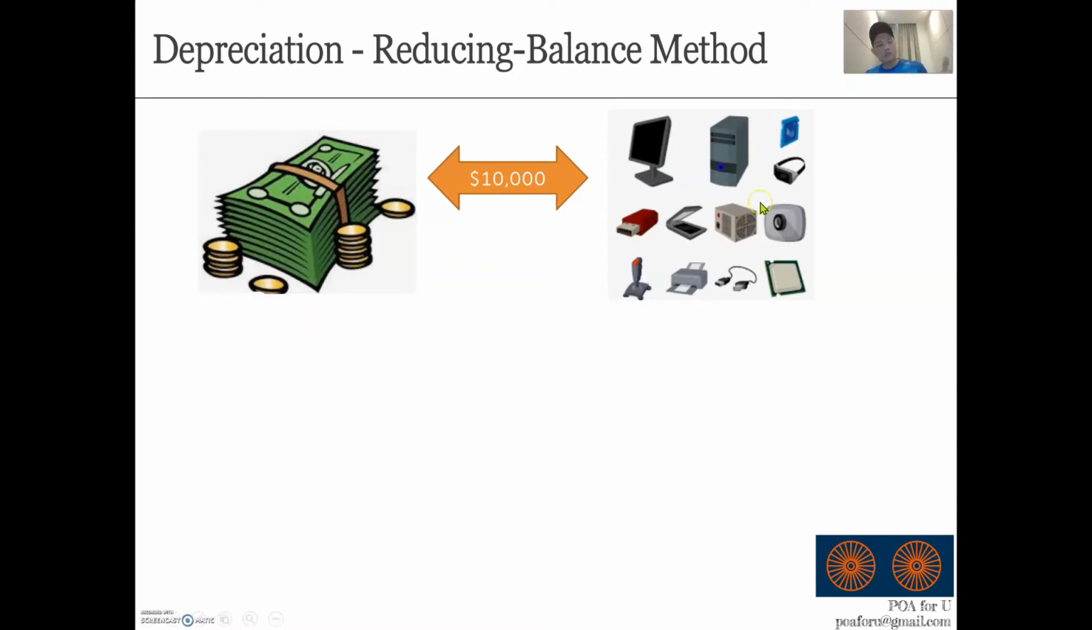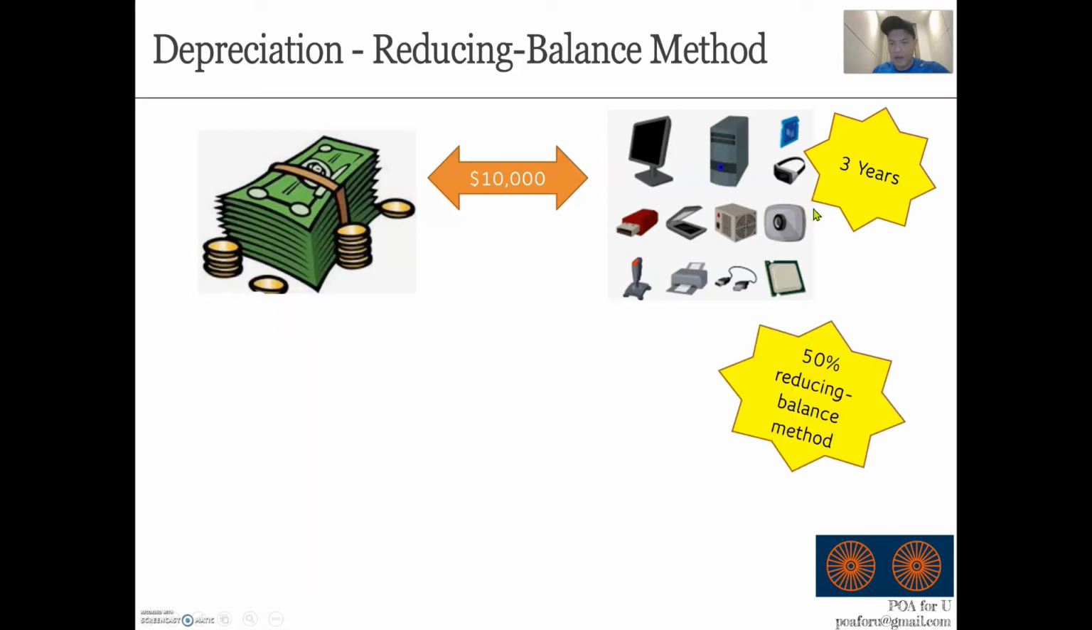So I'll share with you using this example. 10,000 you paid, all right? So great. And then they tell you 3 years useful life, and I want to depreciate it using 50% reducing balance method. Now, what is the depreciation? Can you calculate this for me? Over 3 years. Pause the video and see what you get. I'm going to show you the answer now.